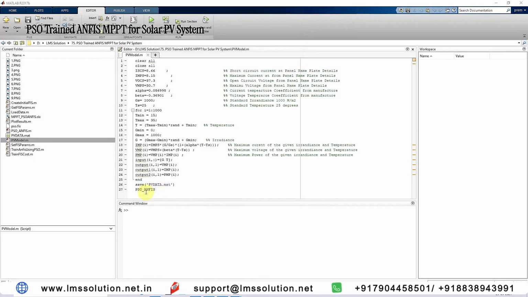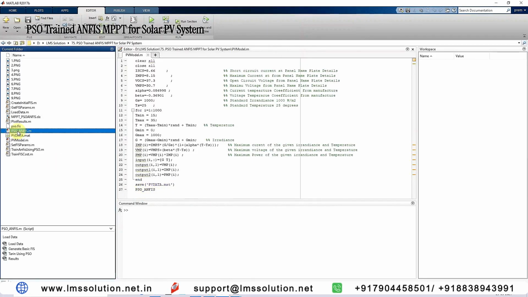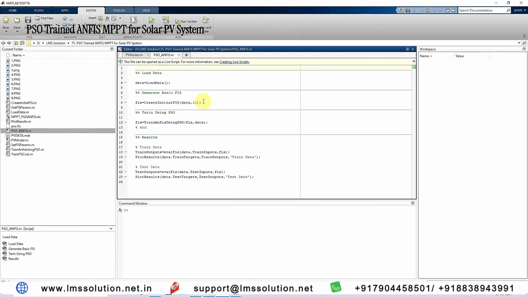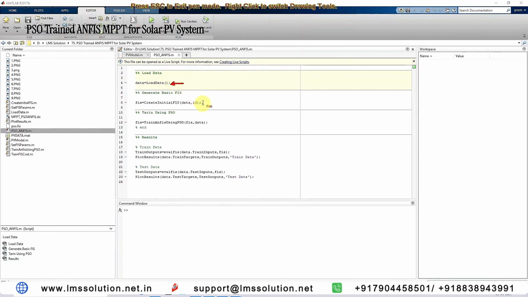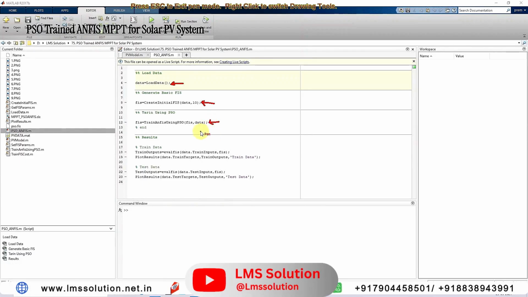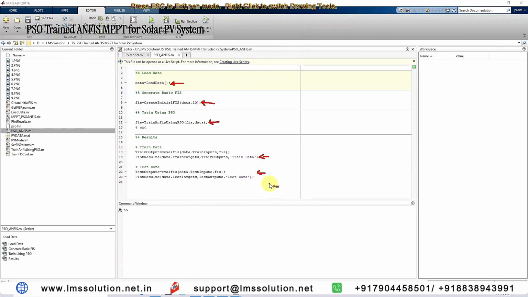To execute the training process, we have another program. This is the training program for ANFIS by using PSO. Here first we need to load the data. This command is used to load the data, and then this command is used for generating the initial fuzzy inference system by means of fuzzy C means clustering. After that, this command is used to train the ANFIS network by using PSO. Finally, we'll get the training details here. After completing the training process, the final details can be plotted by means of this.